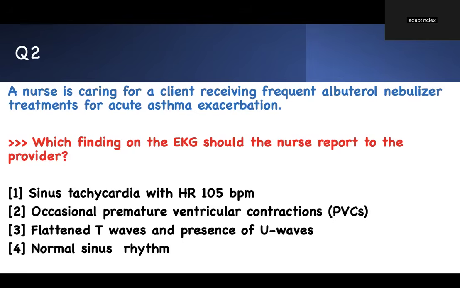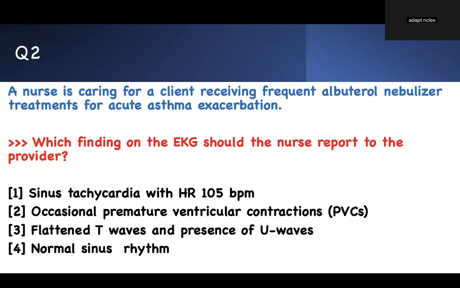Then ask yourself, what is albuterol? It's a beta agonist. If I give it to you, your heart rate goes up, 105. Do you get premature ventricular contraction? It said occasional there. Don't worry about it. Flattening T wave, how does that happen in the presence of U wave? Normal sinus rhythm. That tells you number 4 is gone. Number 1 is an expected finding. Number 2 and number 3: occasional premature ventricular contraction, and flattening T wave in the presence of U wave. What is happening?